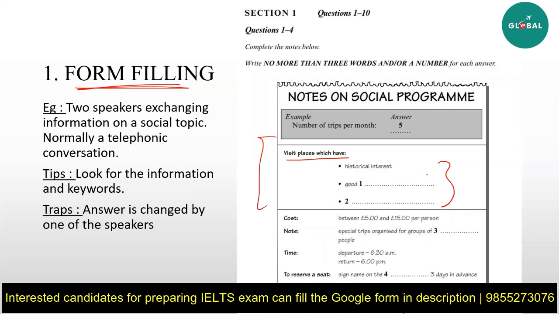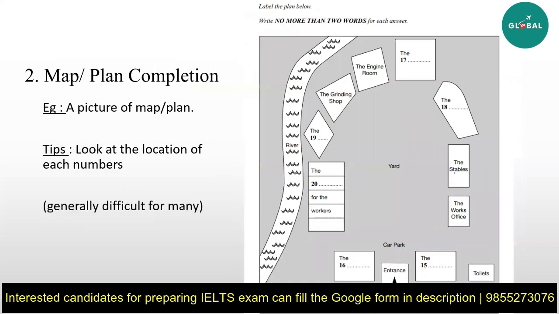So, when you're listening to the audio, focus more when they start discussing the different qualities of the specific places. This way you can actually score well and you will not be missing any question here. The second form is map or plan completion.